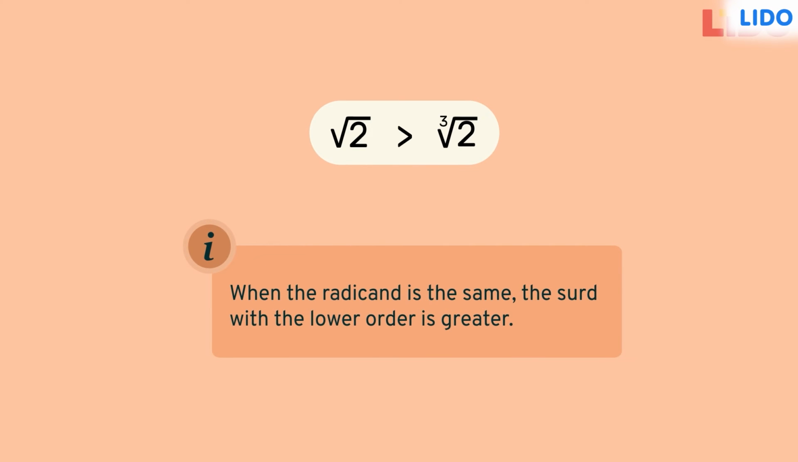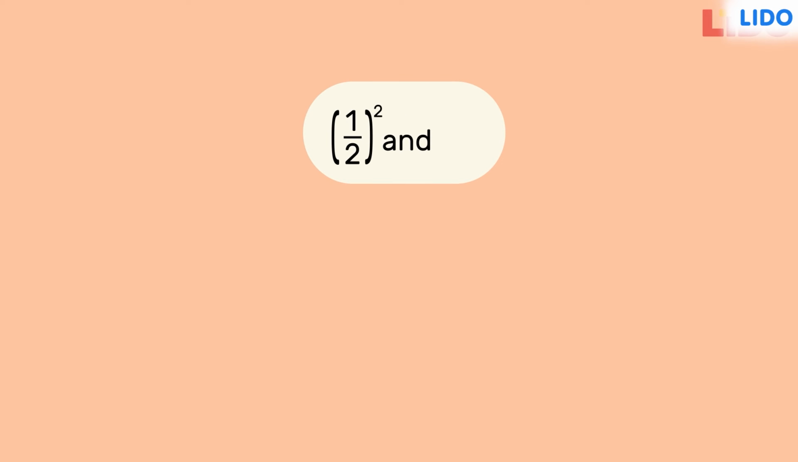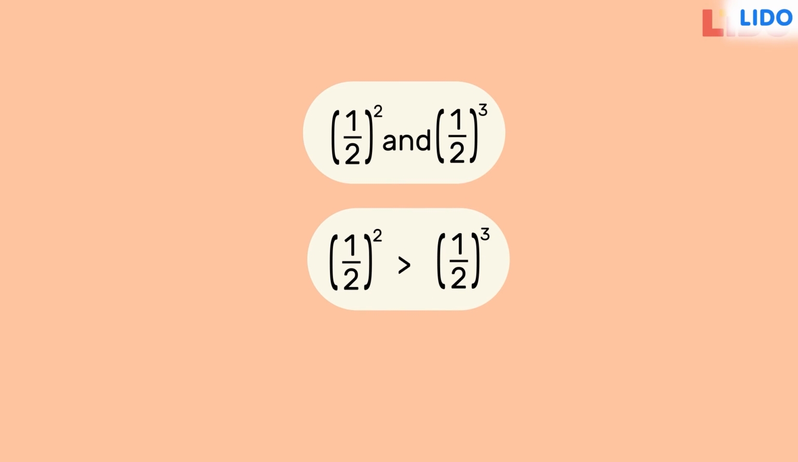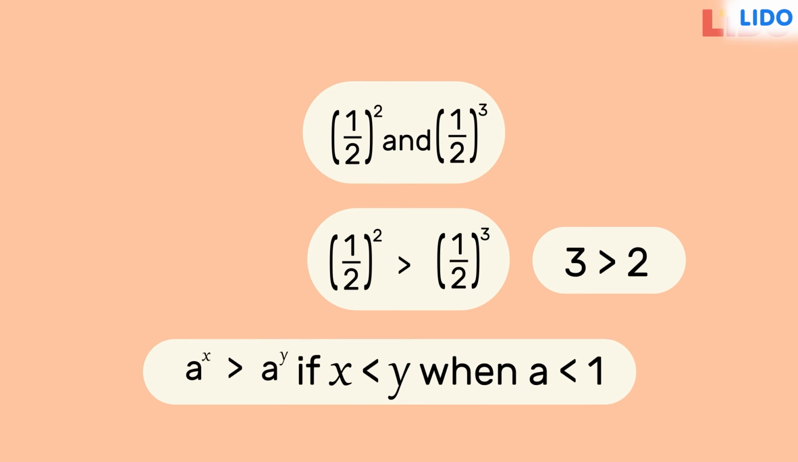Let's look back at comparing numbers which have the same base. Now, we have half squared and half cubed. Which is greater? Half squared is greater than half cubed, right? But wait, the exponent on half squared is lesser than the exponent on half cubed. Seems like the number with the lesser exponent is greater. That's because the number is lesser than 1. The more we multiply a number lesser than 1, the lesser it gets.